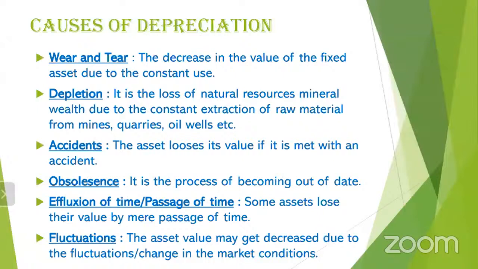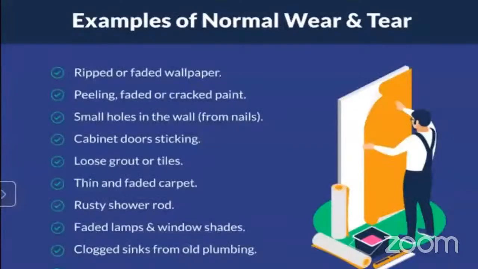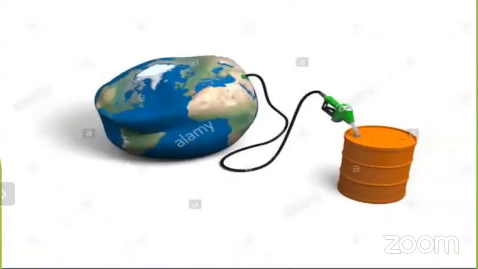Okay, what we discussed about causes of depreciation. What are those causes? Wear and tear. Wear and tear means the decrease in the value of fixed asset due to constant use. If we use constantly, the asset value will be decreased. Okay, depletion. Depletion means if we extract natural resources from earth, the natural resources will be exhausted.